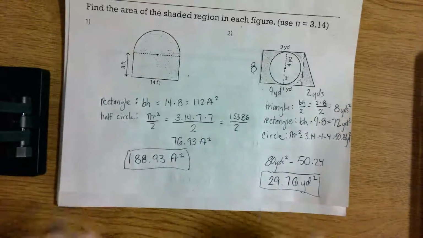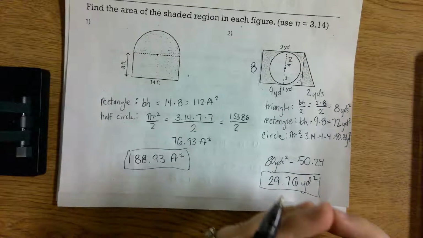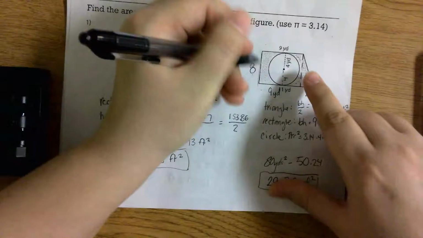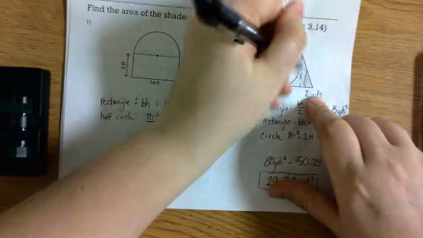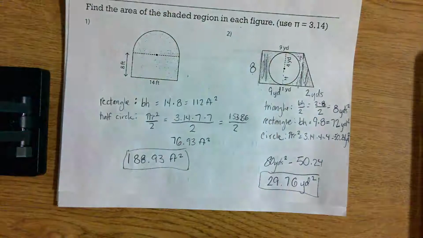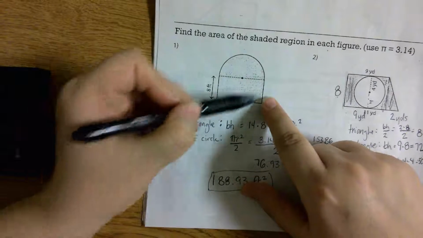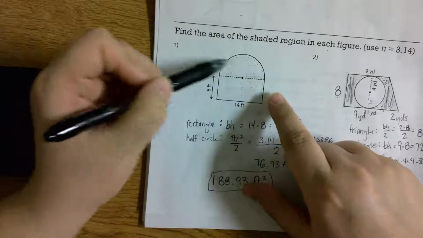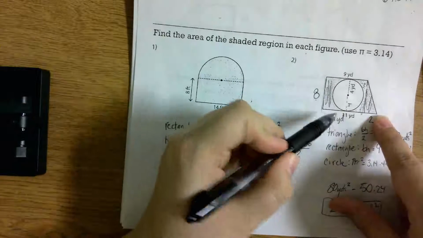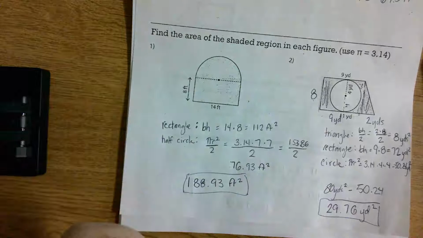So if there's a shaded area and you need to find just this shaded bit, make sure that you're subtracting. If you're given a complex figure where you've got 2 or more shapes, which you could have both, make sure you add. All right?